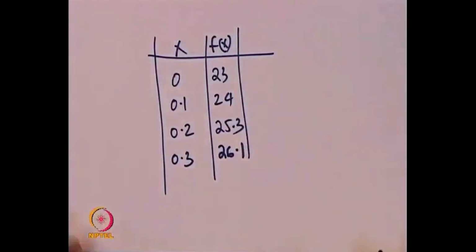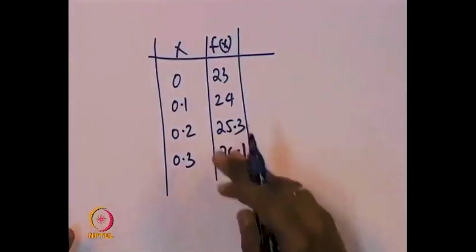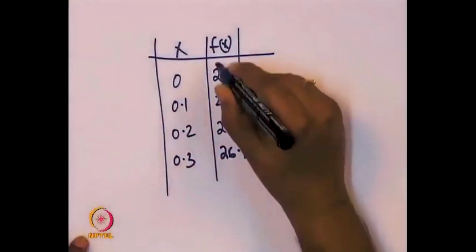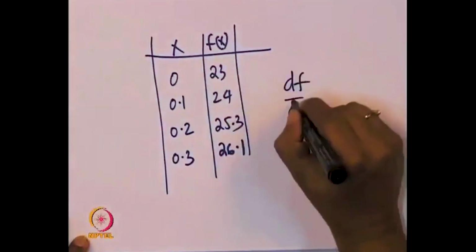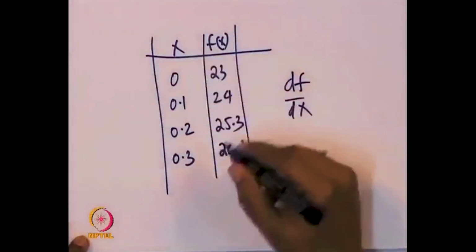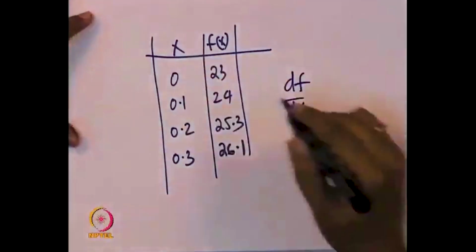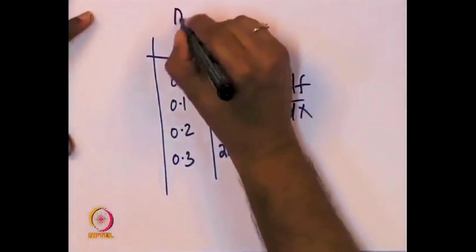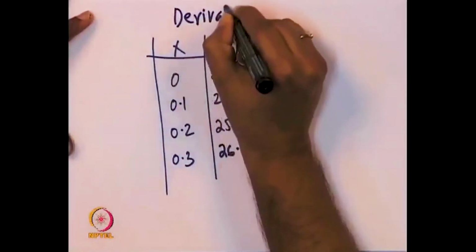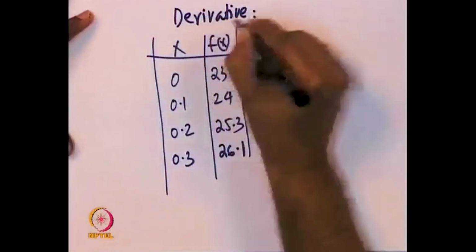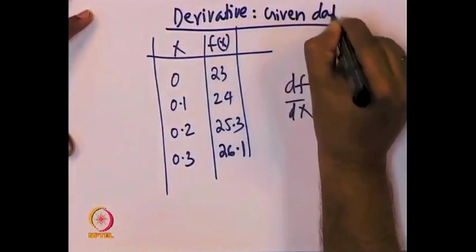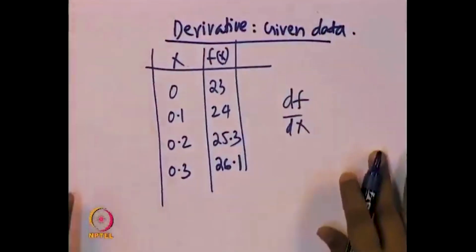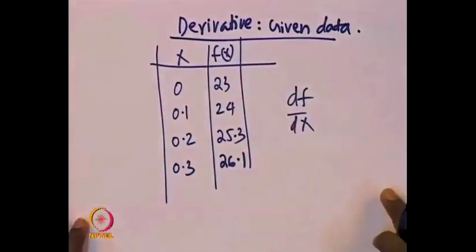If you know the functional form, if you know that f of x is sin x, we know how to calculate df by dx. So, how do we calculate the derivative of such functions? What we are going to discuss quickly is the derivative given data. If you are given data like this, how do we calculate the derivative?